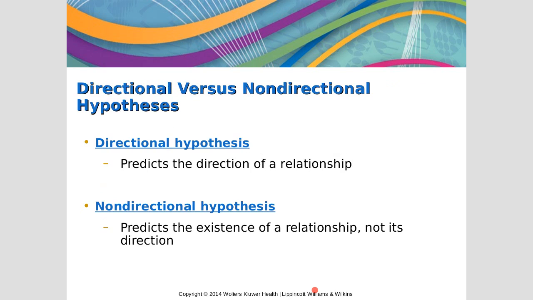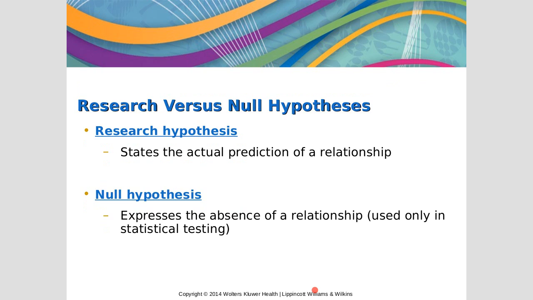So in addition to that, you can also have directional versus non-directional hypotheses. So directional predicts the direction of the relationship. Non-directional predicts the existence of the relationship, but not its direction. So they have this population has more of something than somebody else, or less than something else. So in the previous statement, women that were abused have a higher incidence of irritable bowel syndrome compared to women that do not. So that would be a directional.